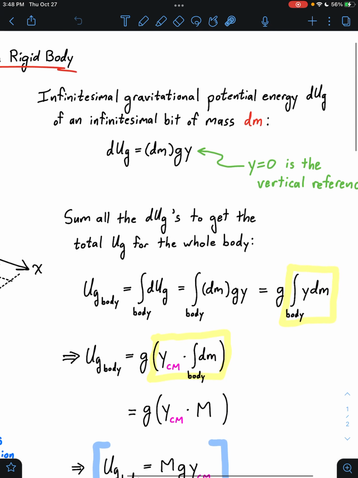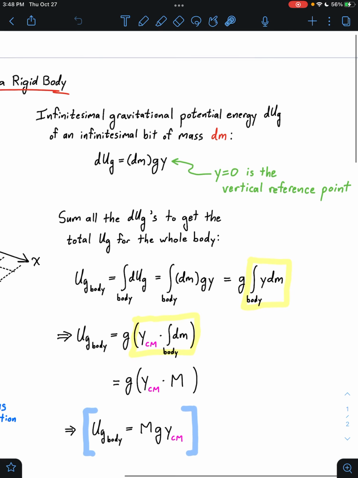The infinitesimal gravitational potential energy, dUg, as in a very tiny amount of UG, associated with an infinitesimal bit of mass dm, can be given by our usual point mass type formula. So the tiny little bit of mass times g times the height of that little bit of mass above our vertical reference plane here. So we would like to sum all those dUgs to get the total UG for the whole body. So if we're adding up an infinite number of infinitely small things, then we are integrating.